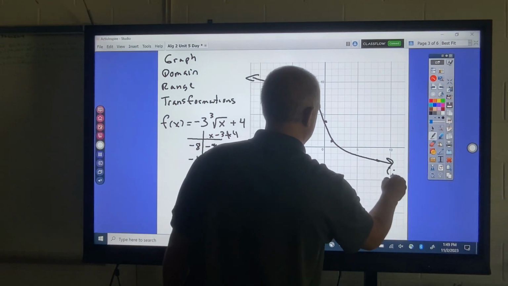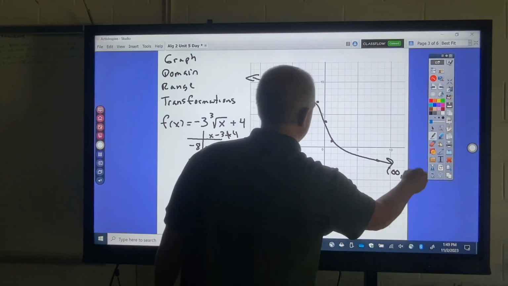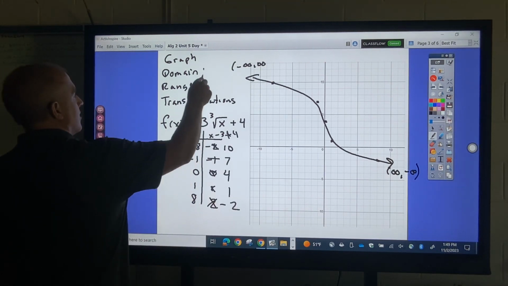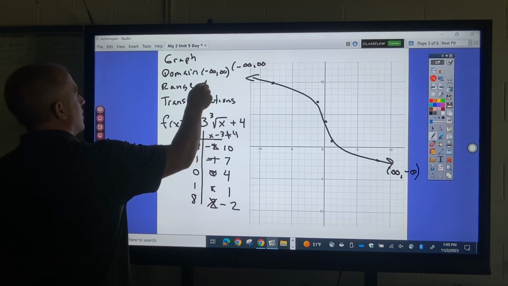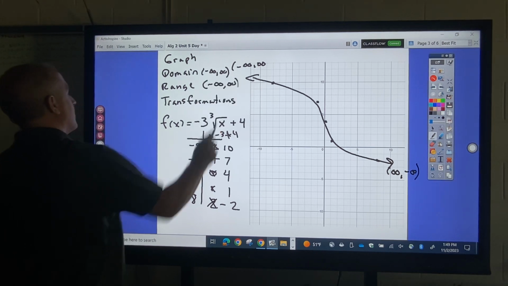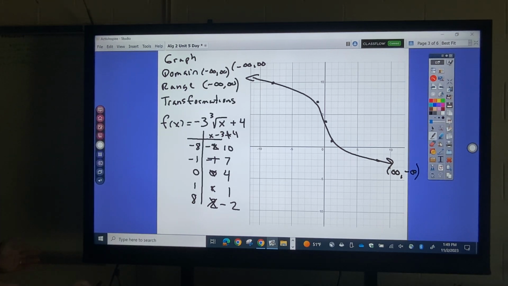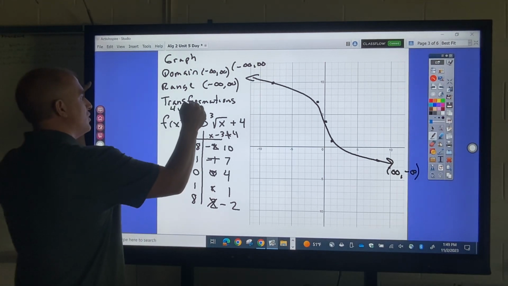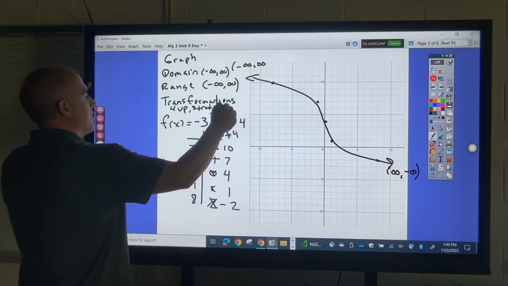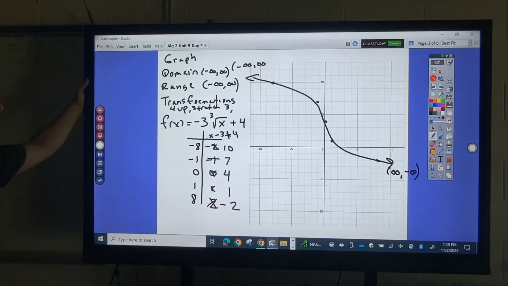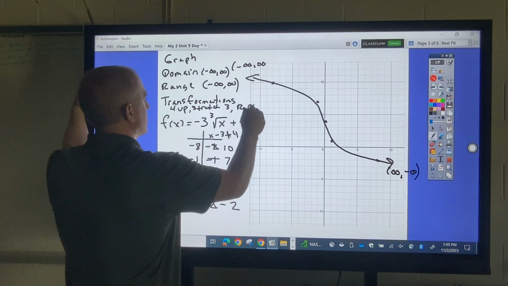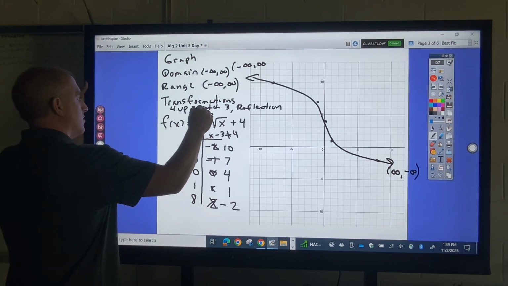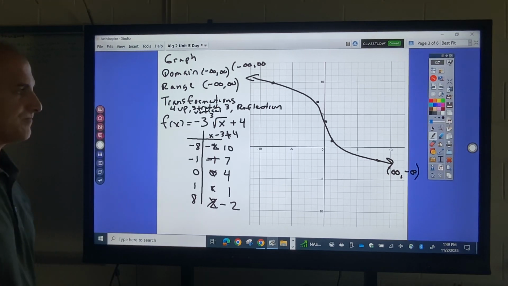All right, so I label this infinity, negative infinity. This is negative infinity, positive. So the domain's easy: negative infinity to positive infinity. Range negative infinity to positive infinity. Okay, what are the transformations? Basically 4 up. Okay, I've got a stretch of 3. Okay, and then I have a reflection. Okay, this is a vertical stretch because it affects the y values.